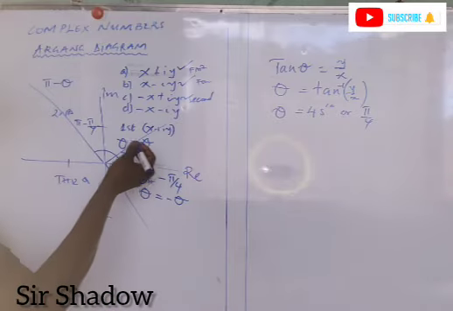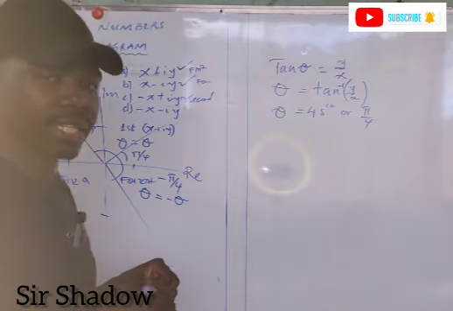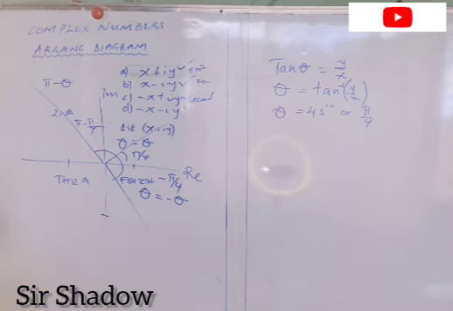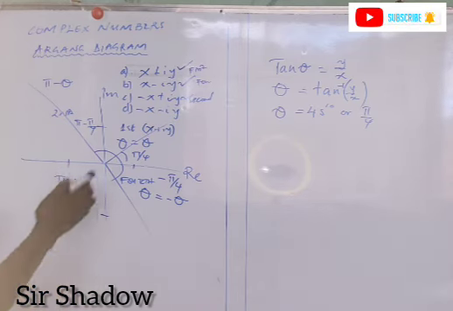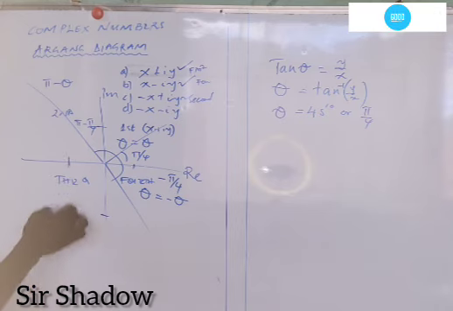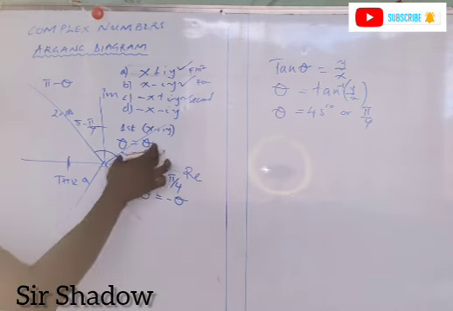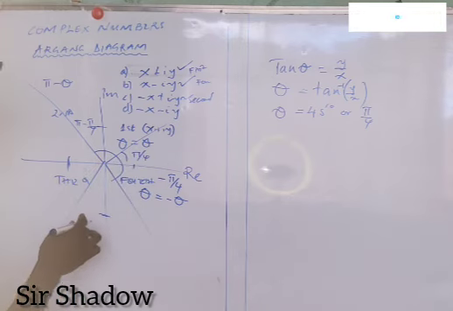Let's consider the last quadrant. Values x and y are all negative, right? When they are all negative, x is negative and y is negative also. X is negative here, y is negative here. It lies on the third quadrant.